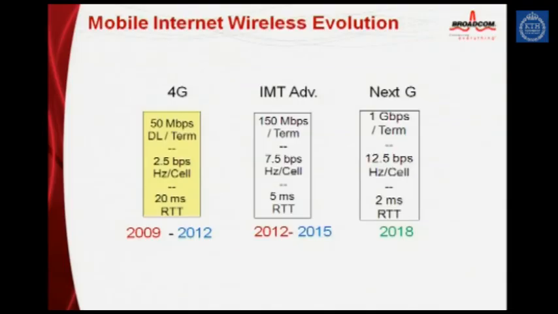And in another half a dozen years, I think there will be some kind of next G, probably 5G. And I think we would then be shooting for 1 gigabit per terminal. And these are not indoor terminals. These are on the move. They'll be pretty small cells, of course. And probably 12.5 bits per hertz per cell, very high spectral efficiency. And that climb is a very difficult climb to make. And the round trip time would be about 2 milliseconds. So this is the landscape where we are today and where we're moving towards.